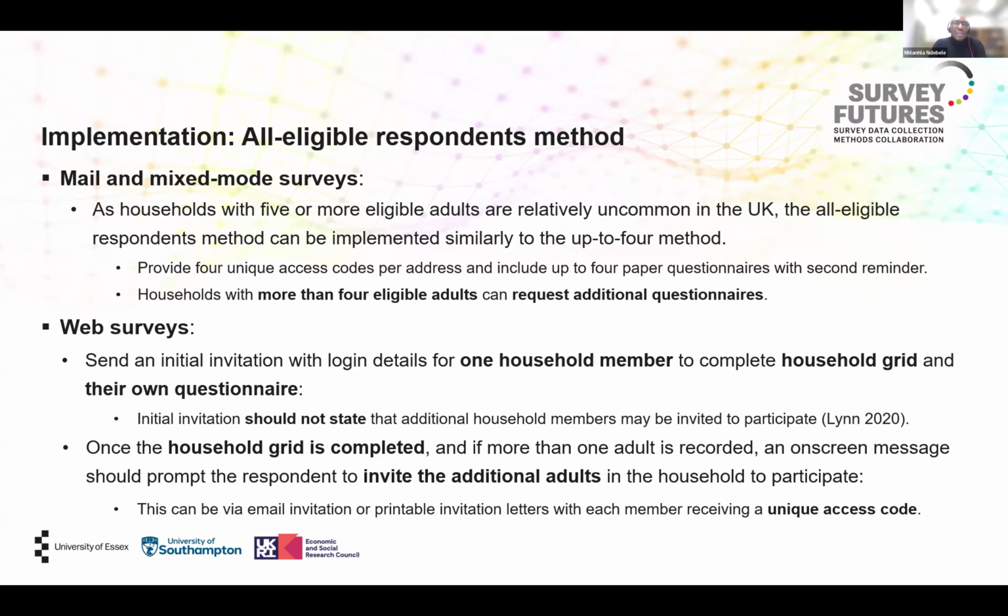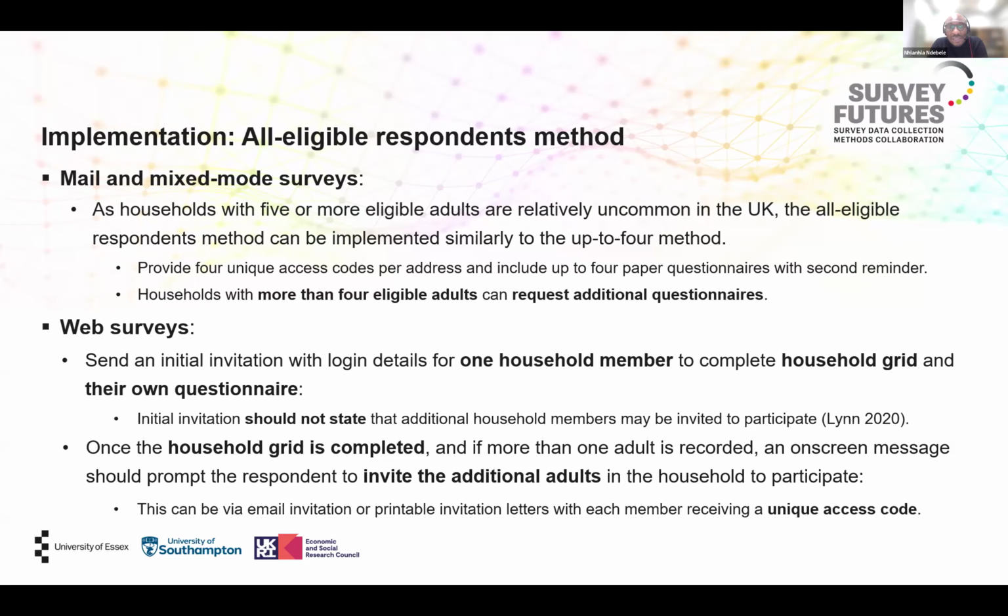In terms of implementation, we can distinguish between mail and mixed mode surveys, plus also web surveys. For the mail and mixed mode ones, the application is similar to the up to 4, in part because, as we've seen in terms of distribution of household size in the UK, only about 4% of households have 5 people or more in the household.